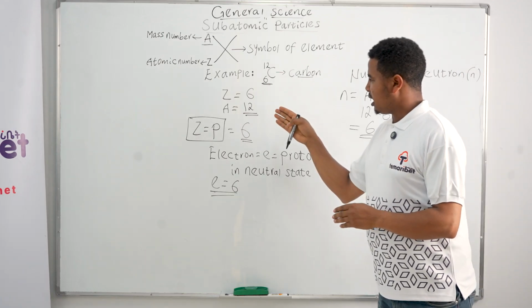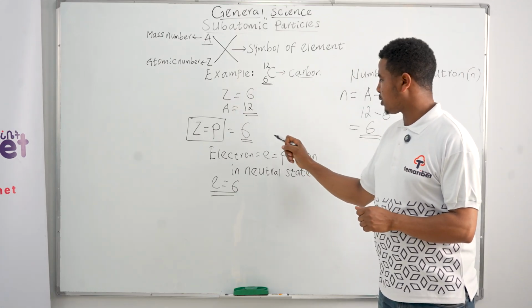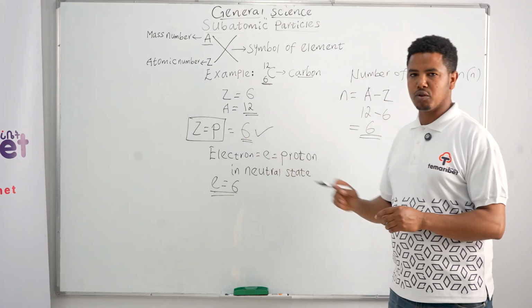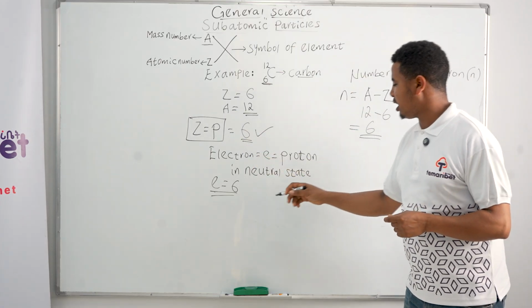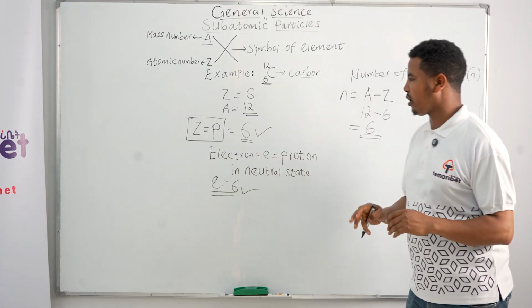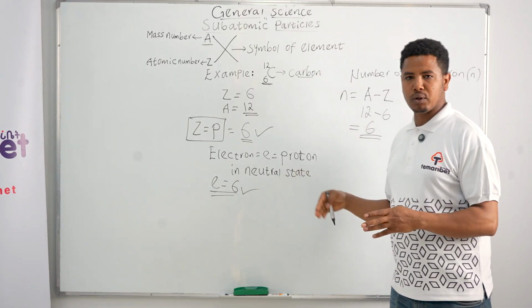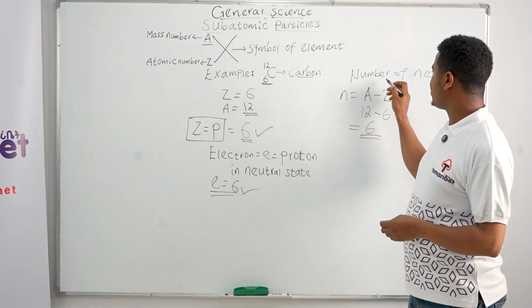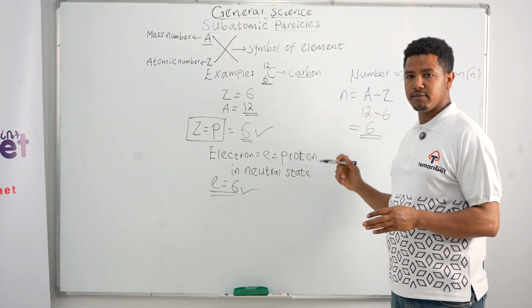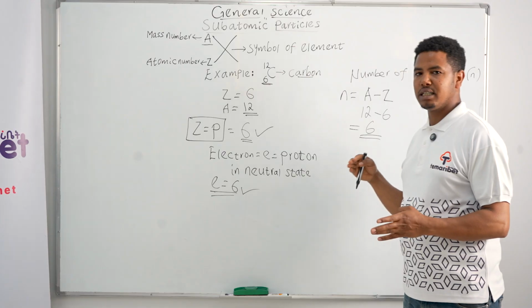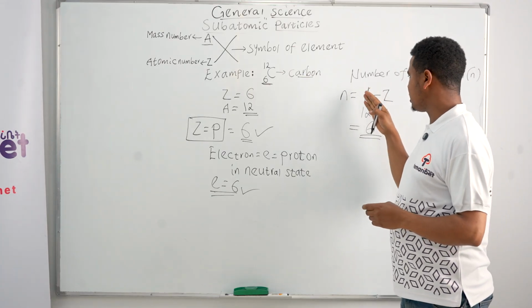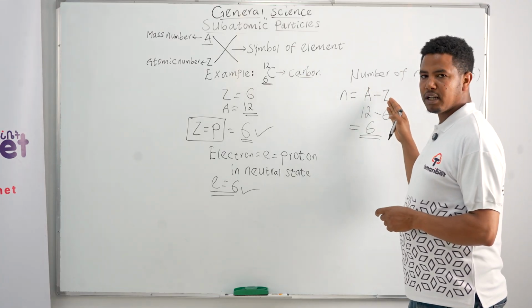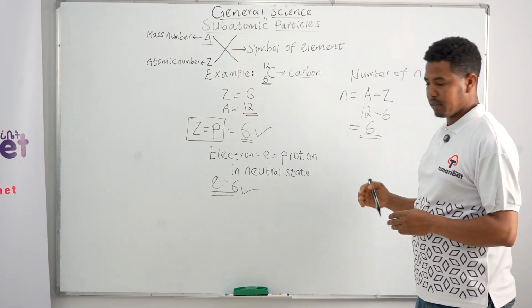So the number of protons here we get, 6, from the atomic number. The number of electrons in the neutral state is also equivalent to the protons, which is also 6. And the number of neutrons is calculated from the mass number and atomic number by deducting the atomic number from the mass number.